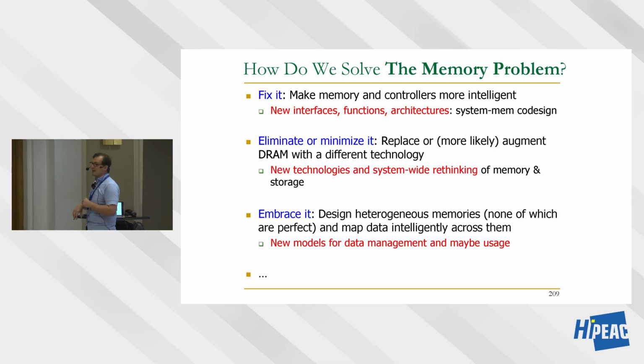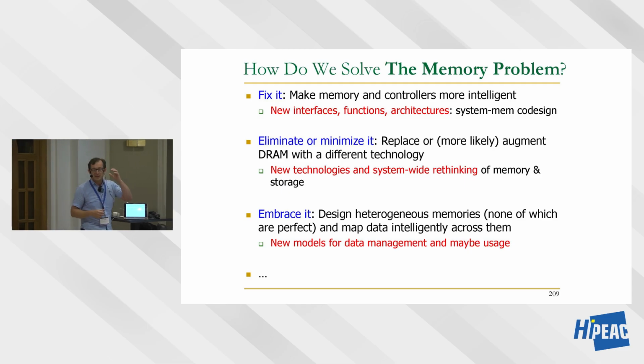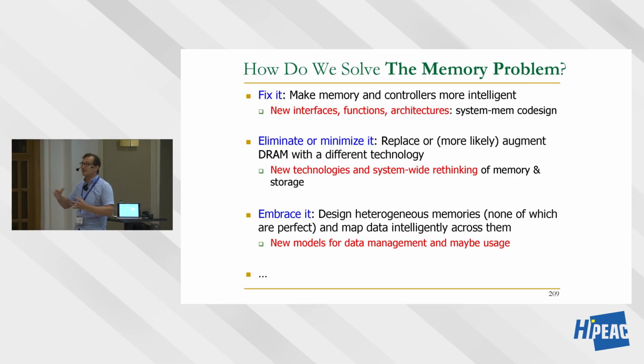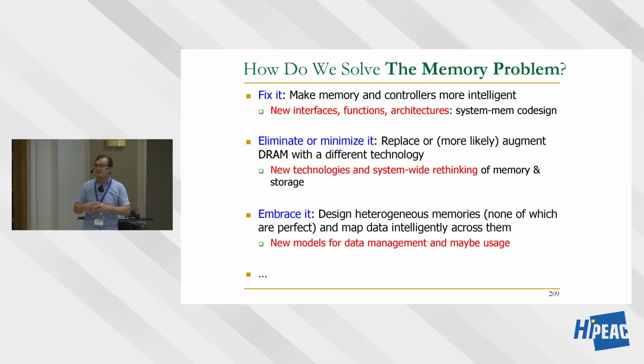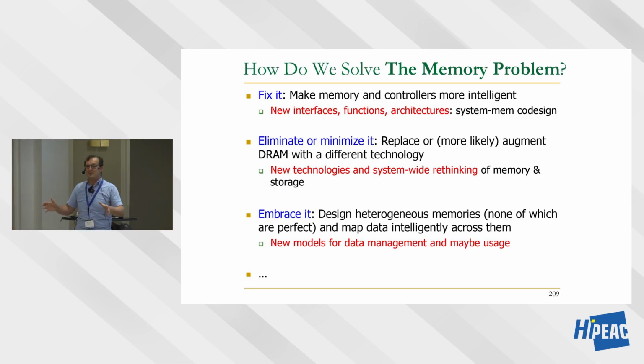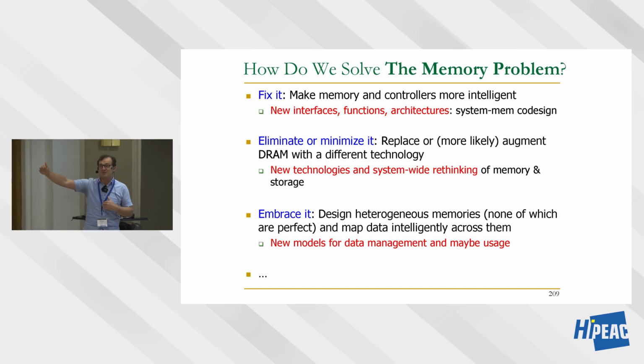The second thing is somehow eliminating or minimizing the problem. I think this is very difficult, but there could be some approaches that could replace difficult to scale technologies like DRAM with different technologies. The jury is still out on this one. I think this is a very important research area. People, especially in academia, should be doing this sort of research so that we can have some sort of memory technology 10 years, 20 years, 30 years, 40 years down the road. That's actually very important.